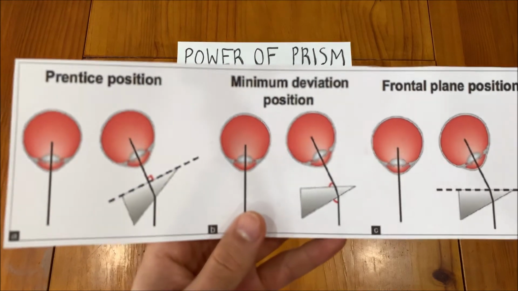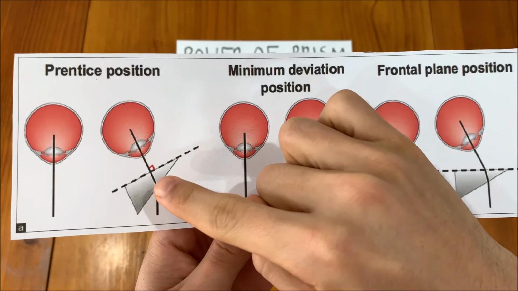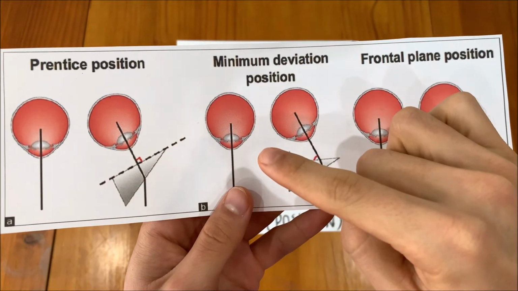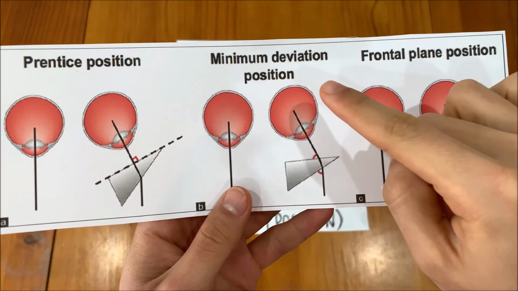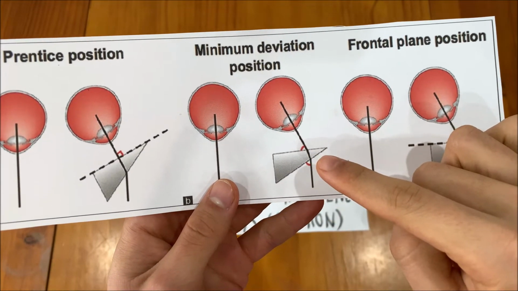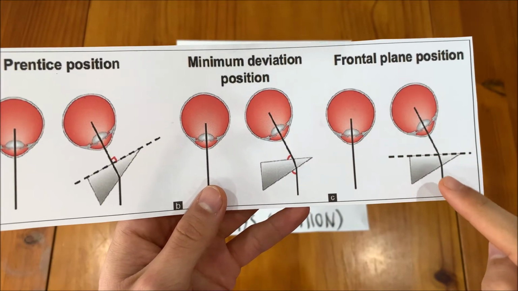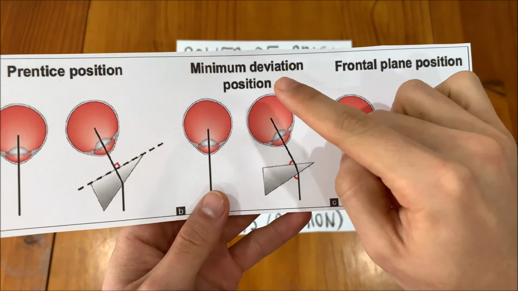For glass prisms, we use the Prentice position. The line of sight makes a right angle with one of the surfaces. For acrylic prisms, we use the minimum deviation position. The line of sight makes an equal angle with each prism surface. Clinically, however, these prisms have been held in the frontal plane position, which approximates the minimum deviation position.